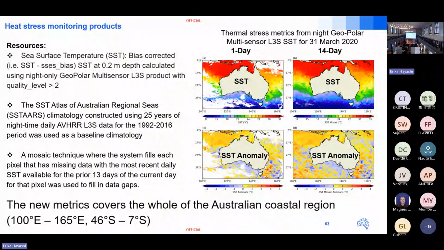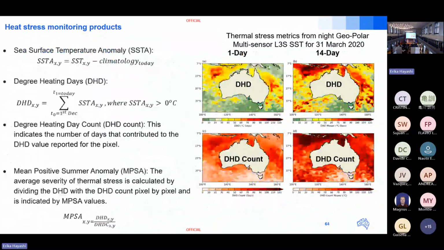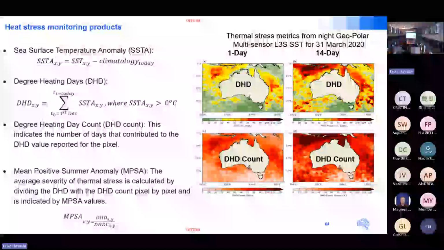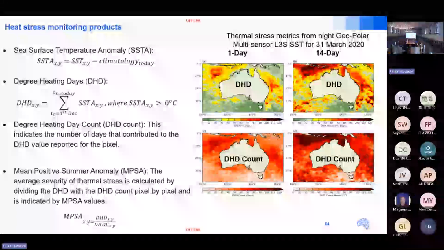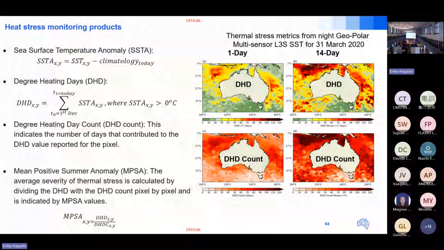those gaps going back. The upper panels are SST and the lower panel are SST anomaly. So SST anomaly is just the SST minus climatology. Then degree heating day and degree heating day count. So degree heating day is the accumulation of positive anomalies over certain period. So I will come to that certain period in a minute.